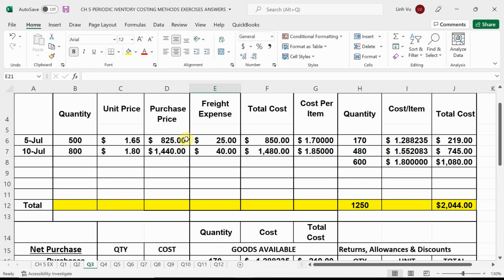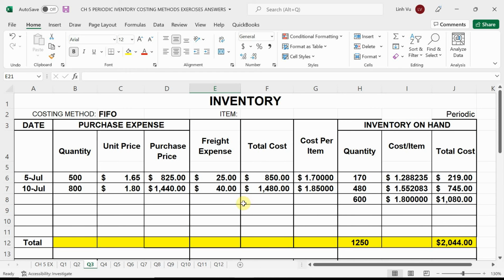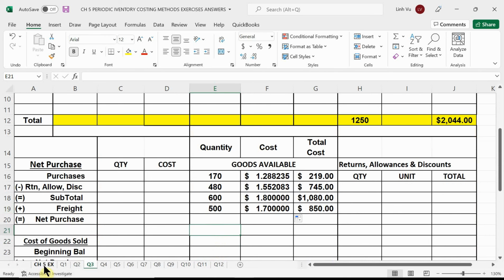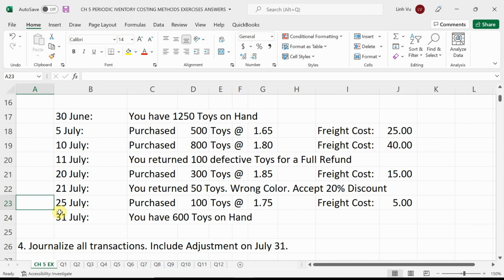However, what about the July 10? In this case, I don't know if anything's going to happen to July 10th. Yes, you can copy it down to here, but what happens if we end up returning things from July 10? Then you're going to have to adjust it accordingly. So I usually wait till I find out if I make a return before I do anything. So let's see what happened on July 11. We end up returning 100 defective toys for a full refund. What do I do with these 100 items that were defective? I end up returning them for a full refund.